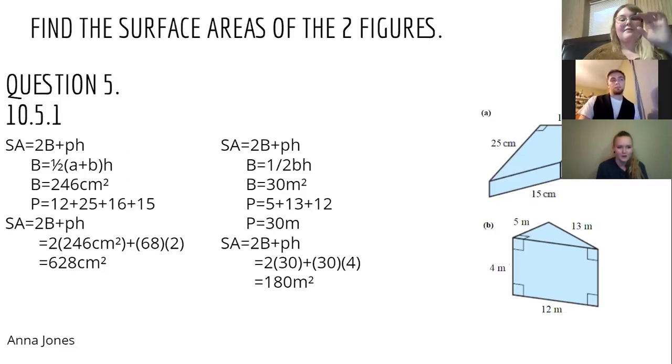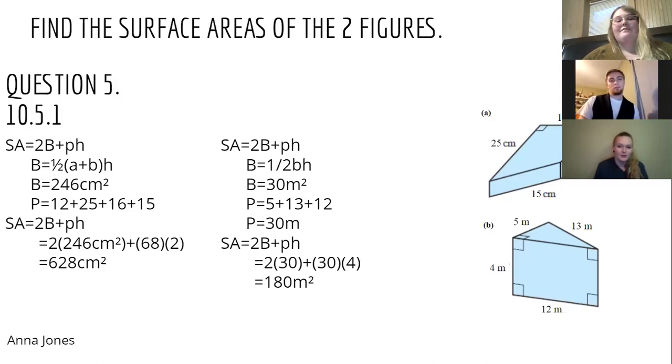The SA equals 2B plus PH. So it's going to plug and chug. Yes, we're plugging and chugging. Thank you, Willa. It'll catch on, I promise. Yes, it should, especially after this. All right. So surface area equals 2 times 246 centimeters squared plus 68 times 2. All right, and that's going to equal 628 centimeters squared. So that is the surface area for figure A.